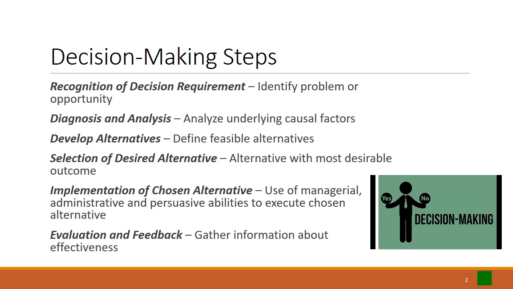Fourth, the selection of a desired alternative. So which alternative are we going to choose because it is the most desirable outcome? Then, the implementation of the chosen alternative. We've got to use our managerial, administrative, and persuasive abilities to execute the chosen alternative, knowing that not everyone might agree with us. Lastly, evaluation and feedback. We need to gather information about how effective the decision and the implementation thereof has been.